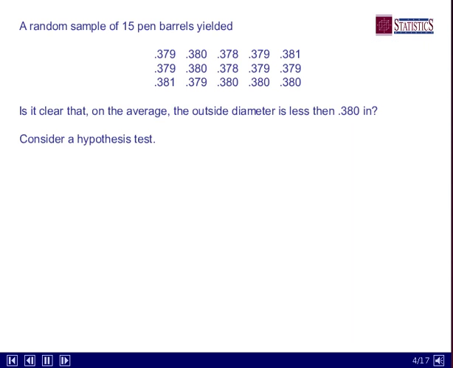So let's collect some data. They went out to the process, took a random sample of 15 pen barrels, and yielded the values there. And the question is, is it clear that the outside diameter is lower than 0.38 from just looking at that data? You'll notice that there are 4 or 5 values that are on target. There are a few values above, and there are more values below than there are above, but it's not clear just looking at the data whether that's enough evidence to say that it has shifted.